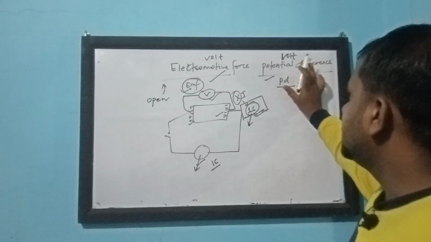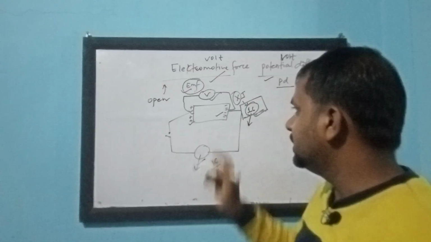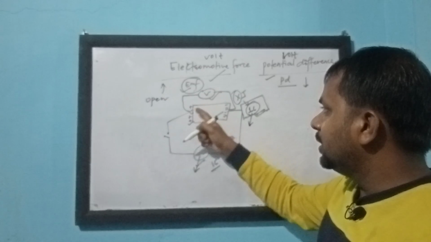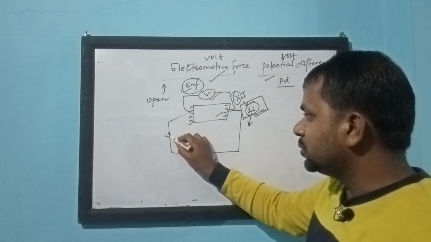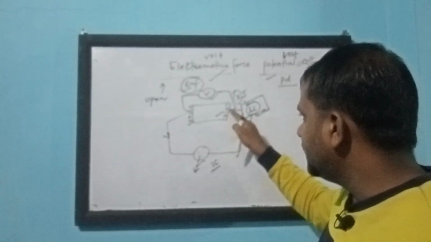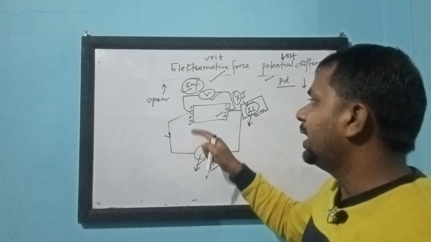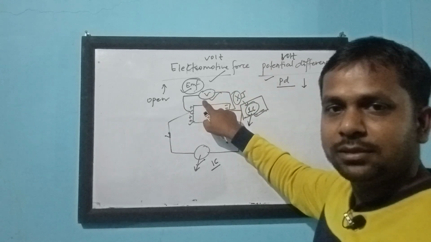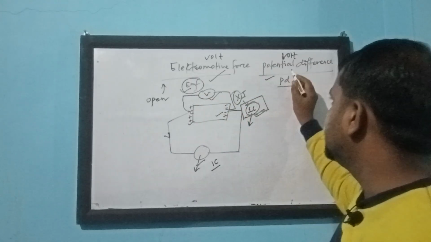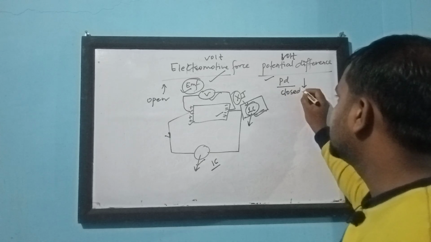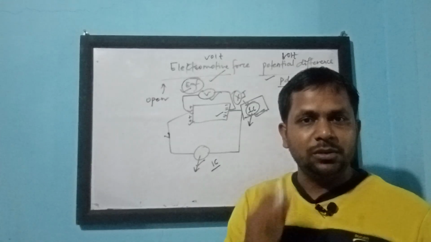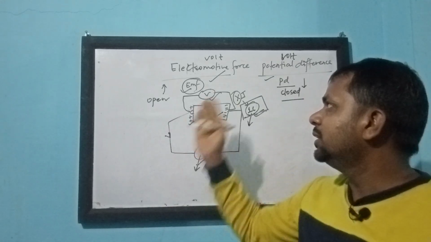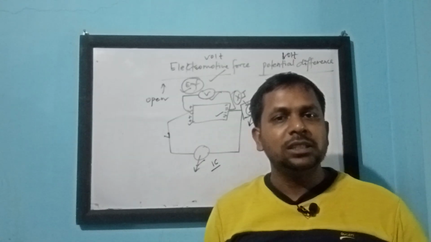But if we have to measure the value of potential difference, in a similar way, the voltmeter is connected, but this circuit is closed, the switch is on, current is flowing here. At that time, we measure the value of potential difference. Okay, we can say this is measured in closed circuit. I hope we have understood the clear-cut differences between the electromotive force and potential difference.